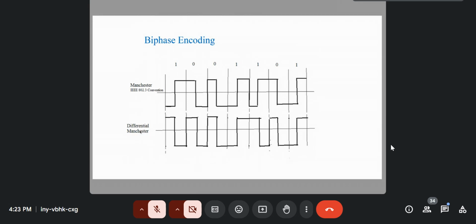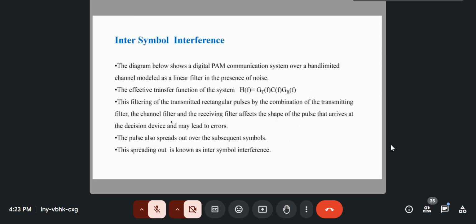It will not matter if you change the wires, because at the end of the day, it is whether there is a change at the beginning of the interval. The changes in the middle of the interval are purely for clocking and are not used for carrying the message.